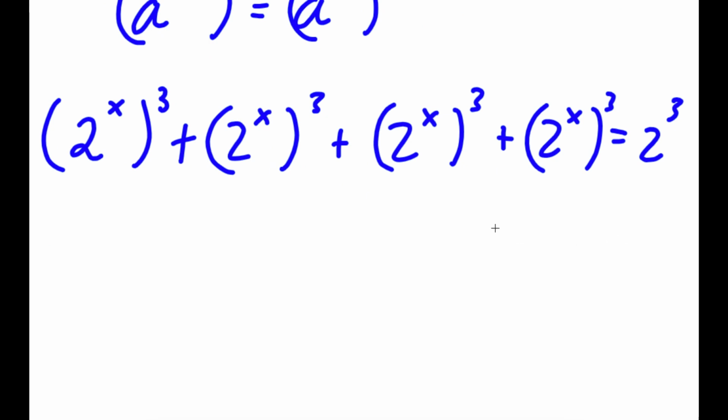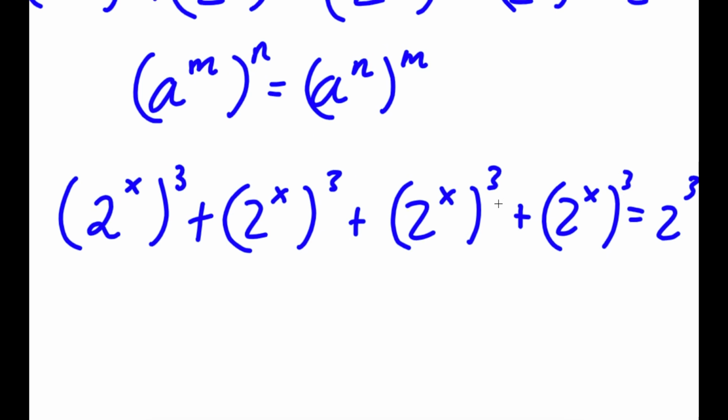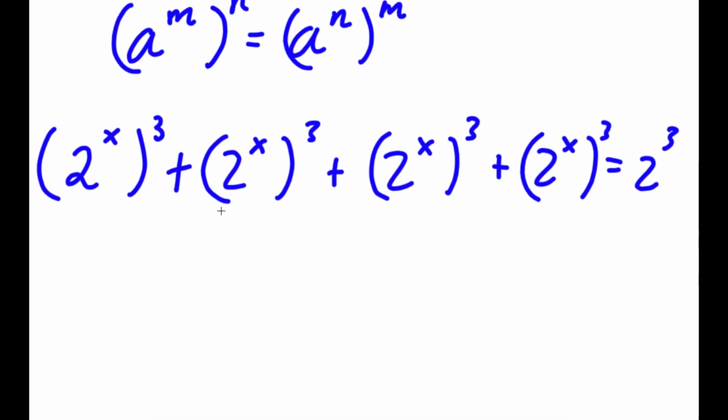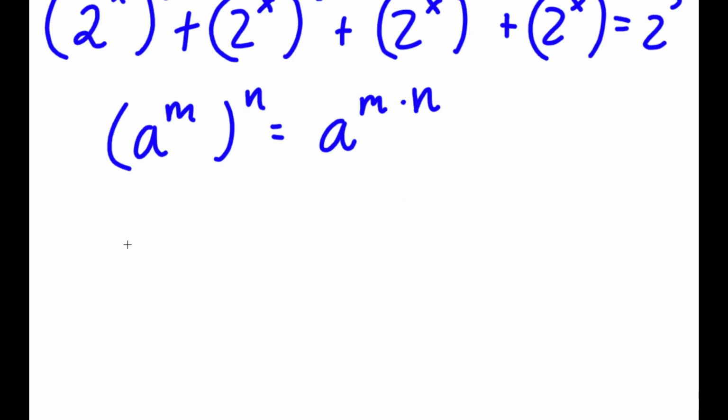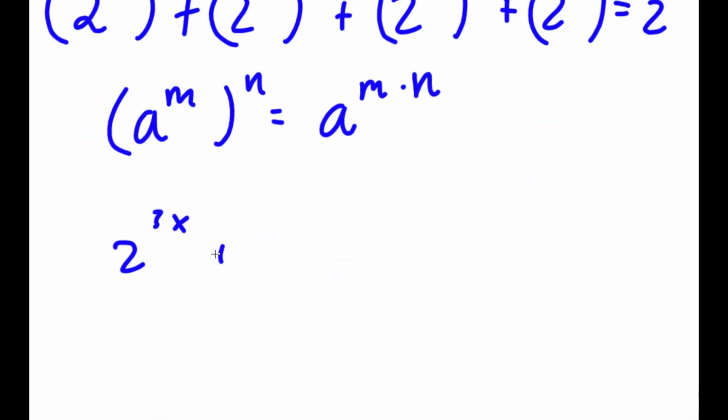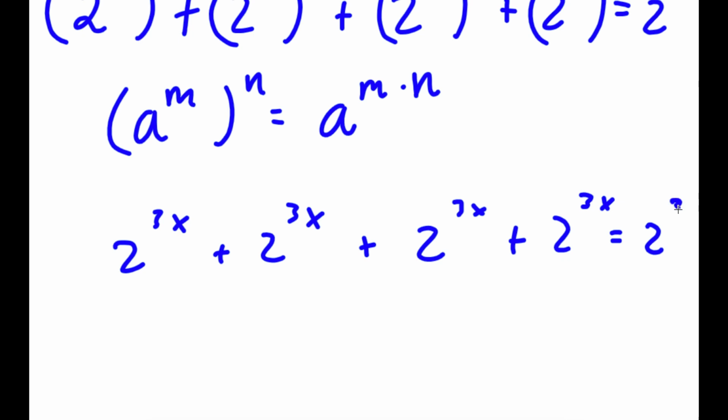Now, this is the same thing as a to the power of m times n. So now I have 2 to the power of 3x plus 2 to the power of 3x plus 2 to the power of 3x plus 2 to the power of 3x is equal to 2 to the power of 3.